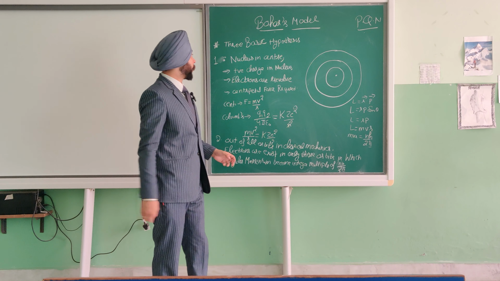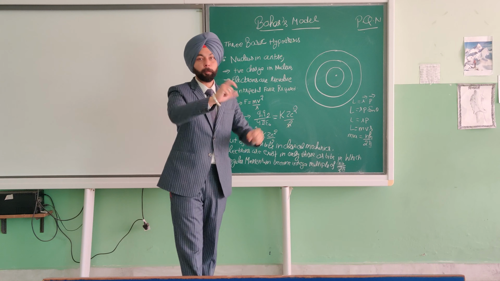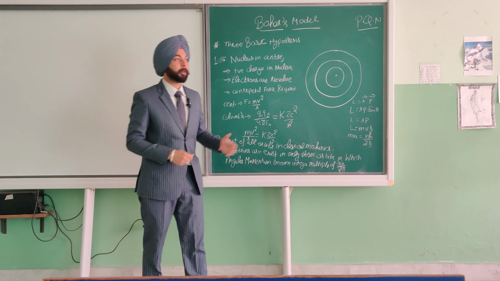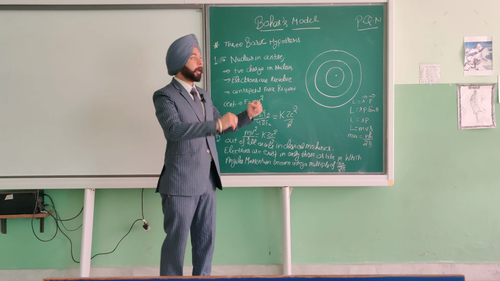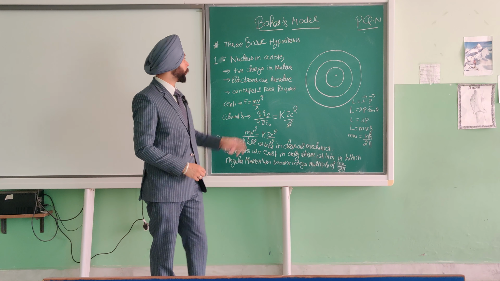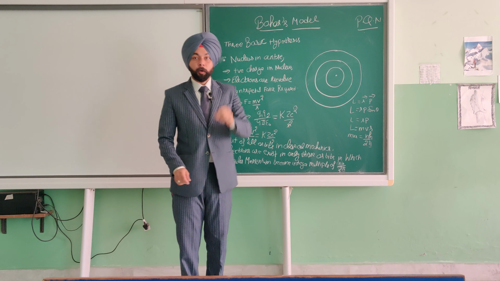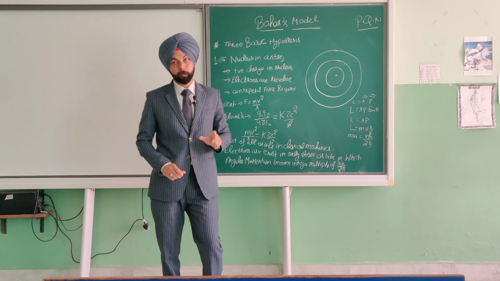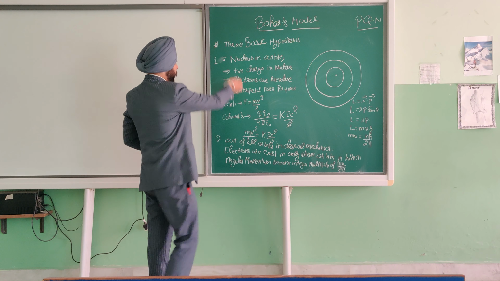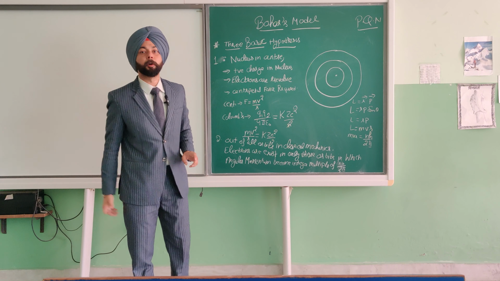After that, the Bohr model came. Niels Bohr is a scientist who worked on the atomic structure model and on the limitations of Rutherford's model. According to Bohr, it works on the concept of quantum, and he gave three basic hypotheses, or we can say postulates.